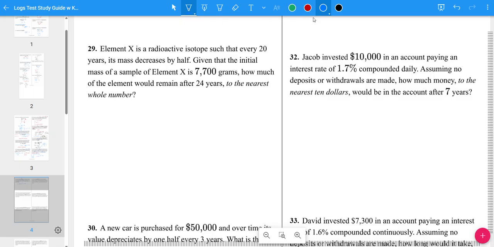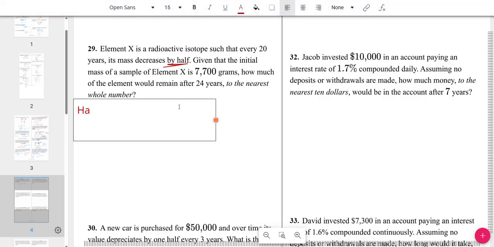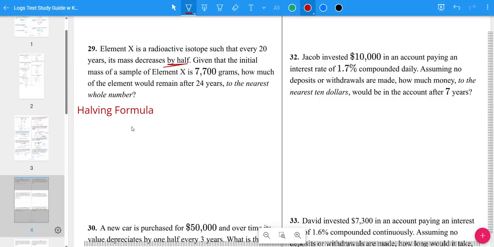So this is the other formula. We're doing the halving formula because we're changing by half. The halving formula, definitely an index card kind of thing.